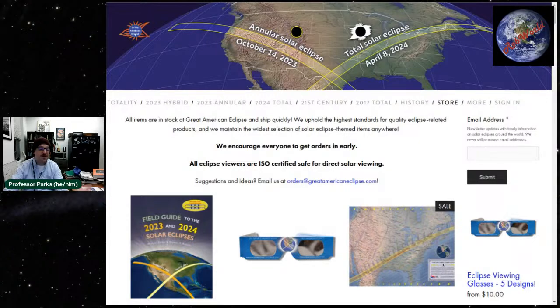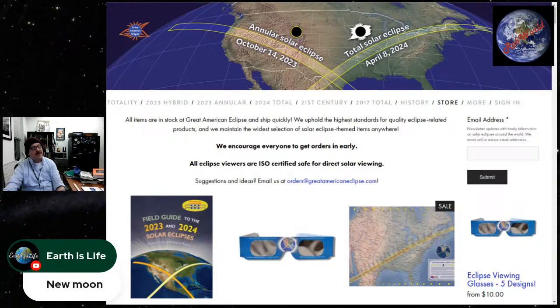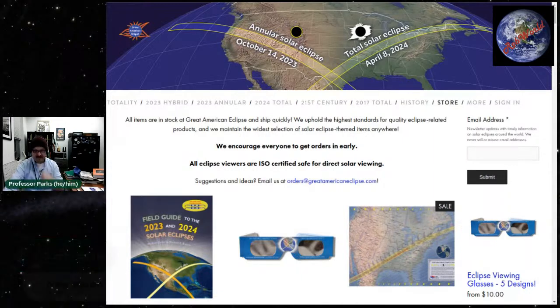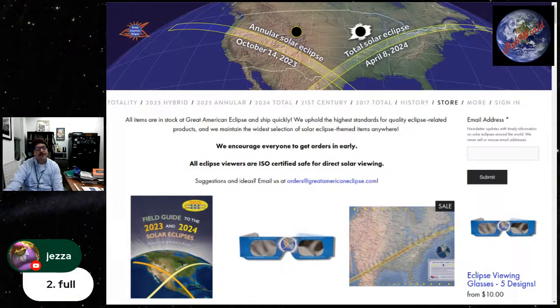I think Earth is Life beat out Jezza just barely. But yes, you guys are correct. For a solar eclipse to happen, the phase of the moon must be new. For a lunar eclipse to occur, it has to be full. Essentially, for a solar eclipse you need the moon in the way, which means it has to be the new phase, and then the opposite for the lunar one.